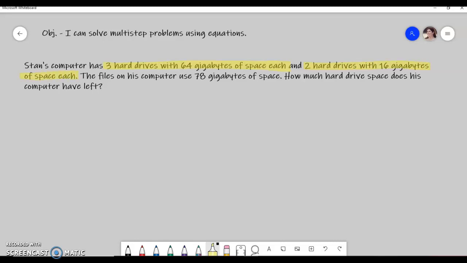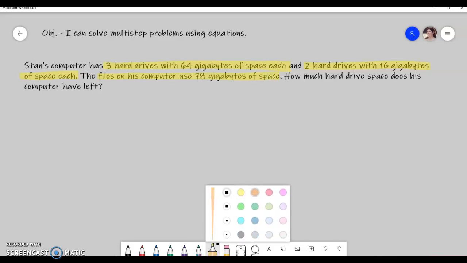Okay? The files on his computer use 78 gigabytes of space. How much hard drive space does his computer have left? We do need to know how much the files take up on his computer already. So we need to know about that 78 gigabytes.